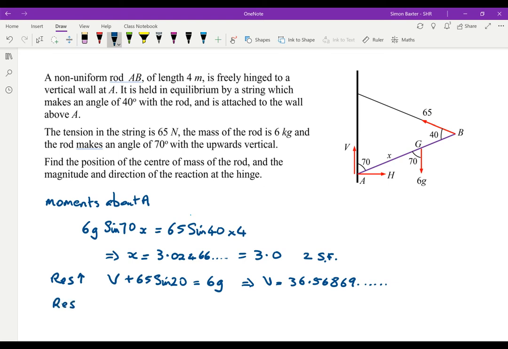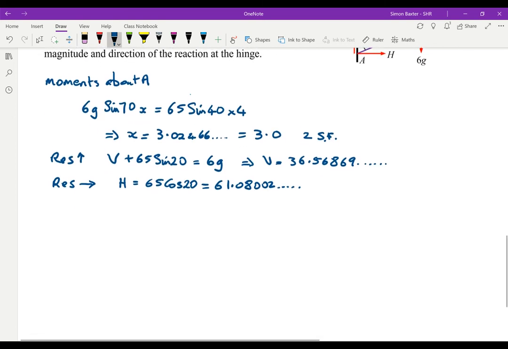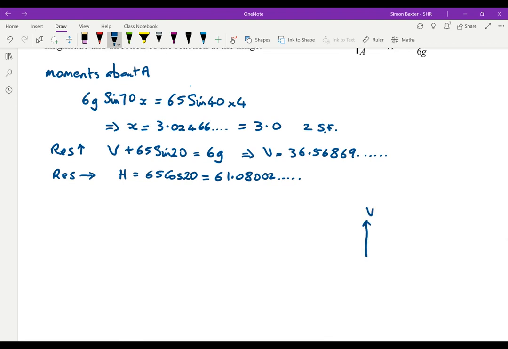Another direction which would be sensible is to resolve horizontally. Forces must balance out because we're in equilibrium. H is horizontal, and we get the horizontal component of the 65. 65 horizontally, the angle was 20, 65 cos 20. And pressing the buttons, we discover that is 61.08002 with lots of numbers. So we now have V and H.